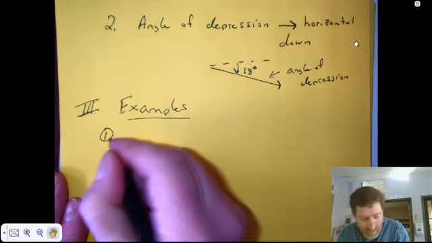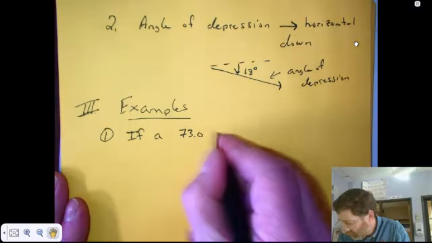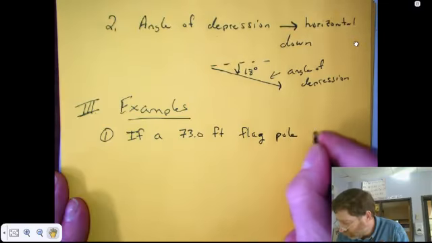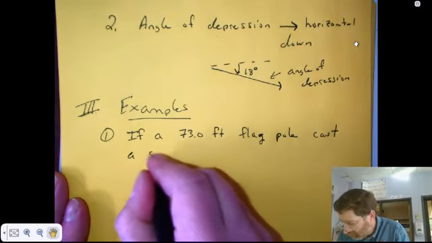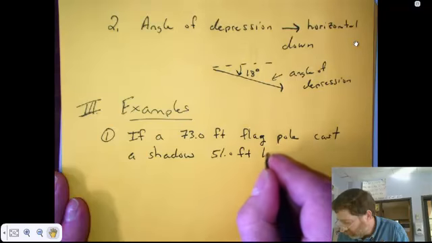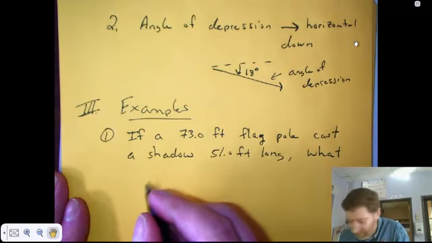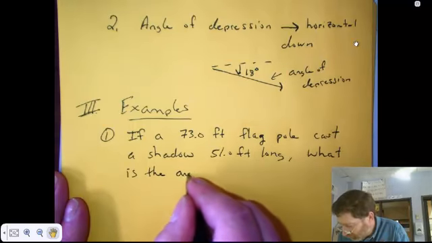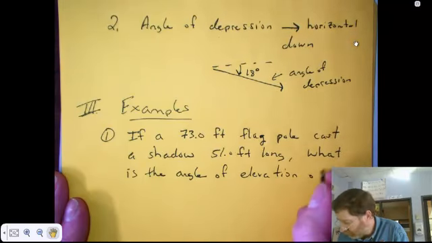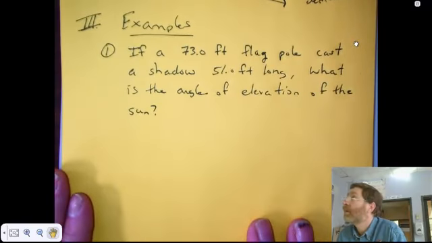So my first one says, if a 73.0 foot flagpole casts a shadow .50 long, what is the angle of elevation of the sun? Is it 51.0? Yes.